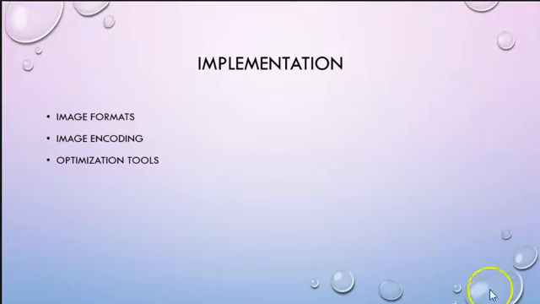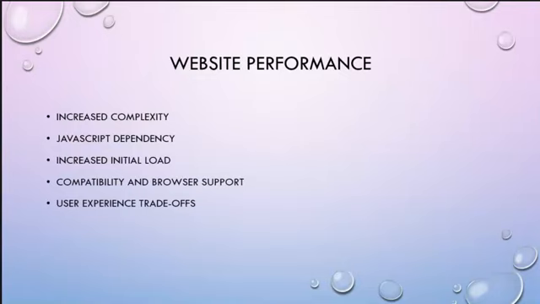So optimization tools like Image Optim or Gulp plugins can help automate progressive image loading. Website performance.